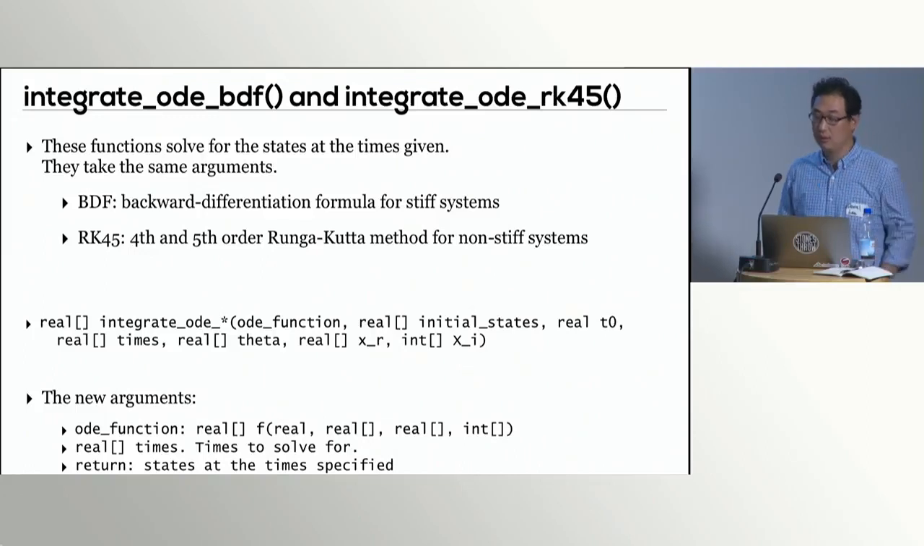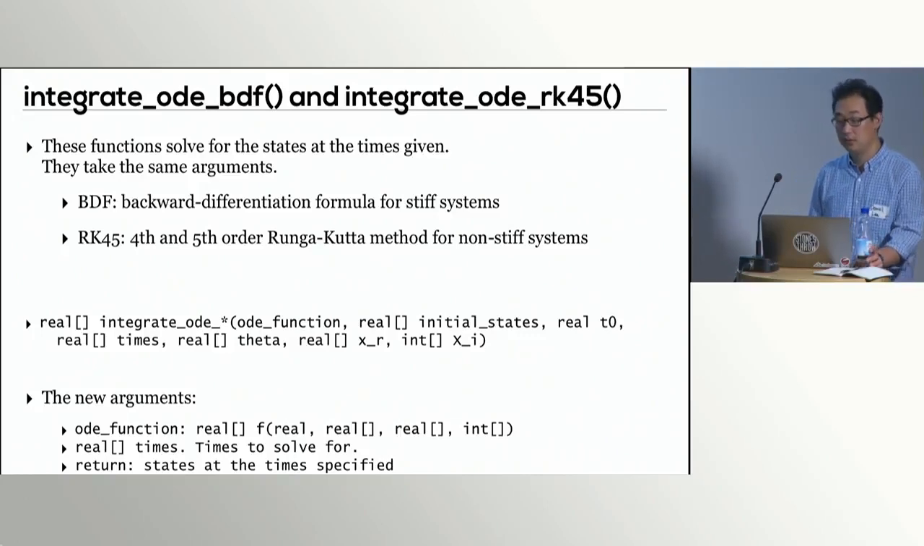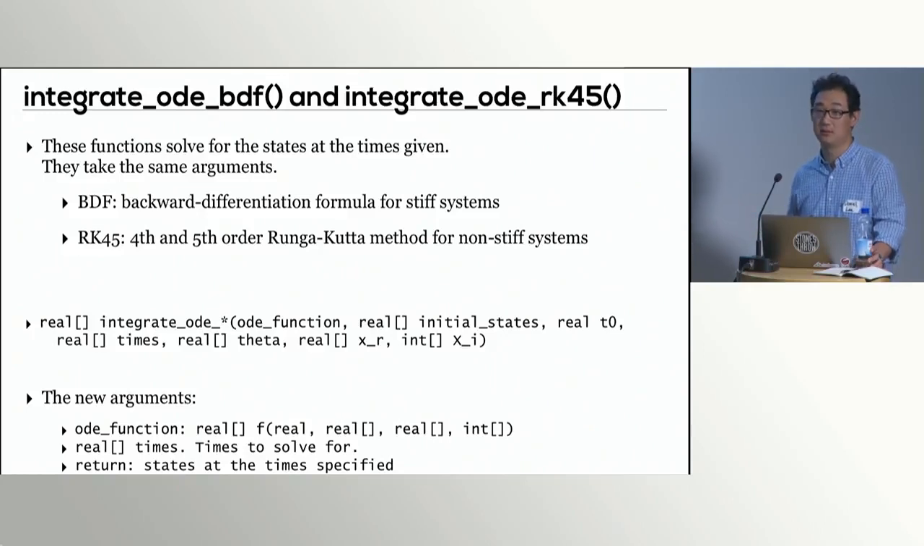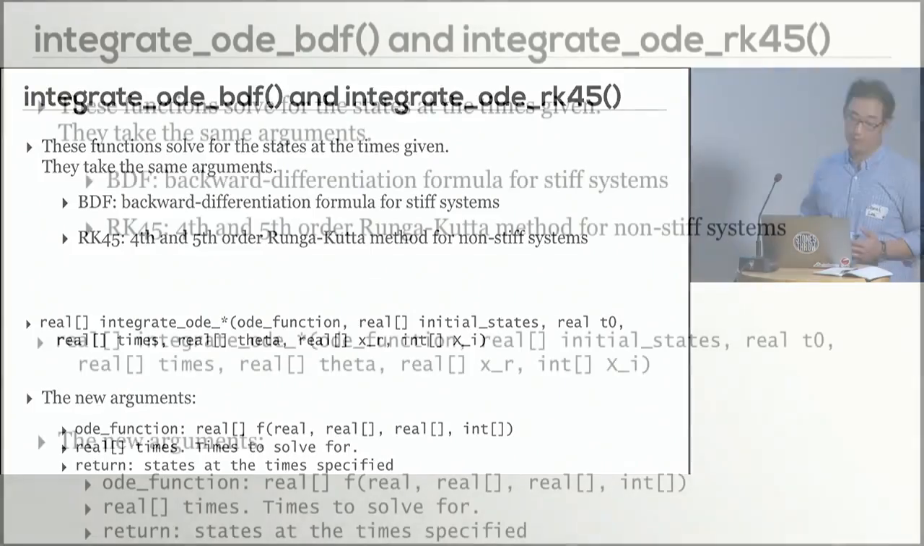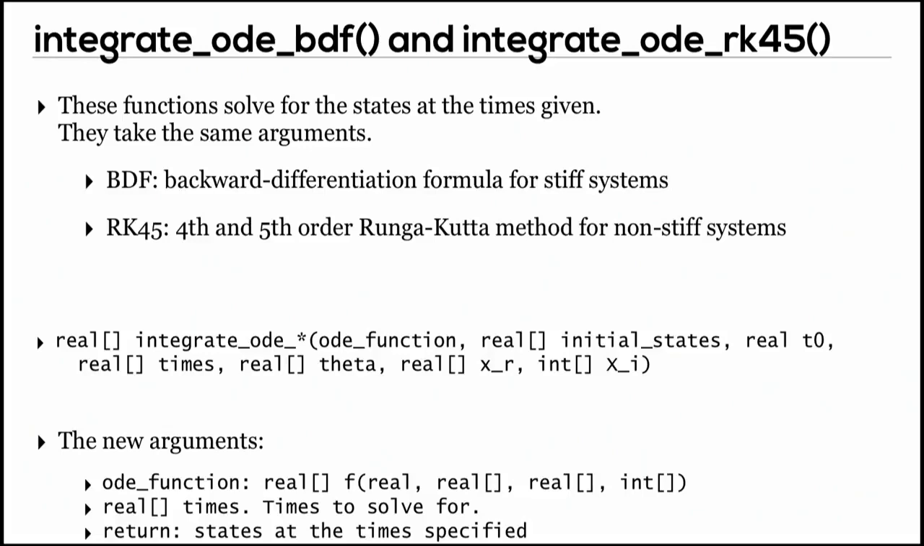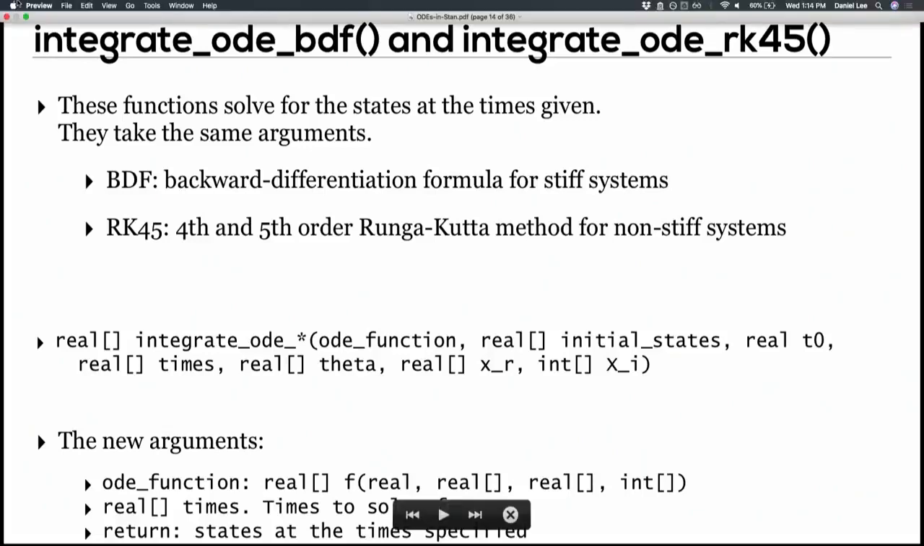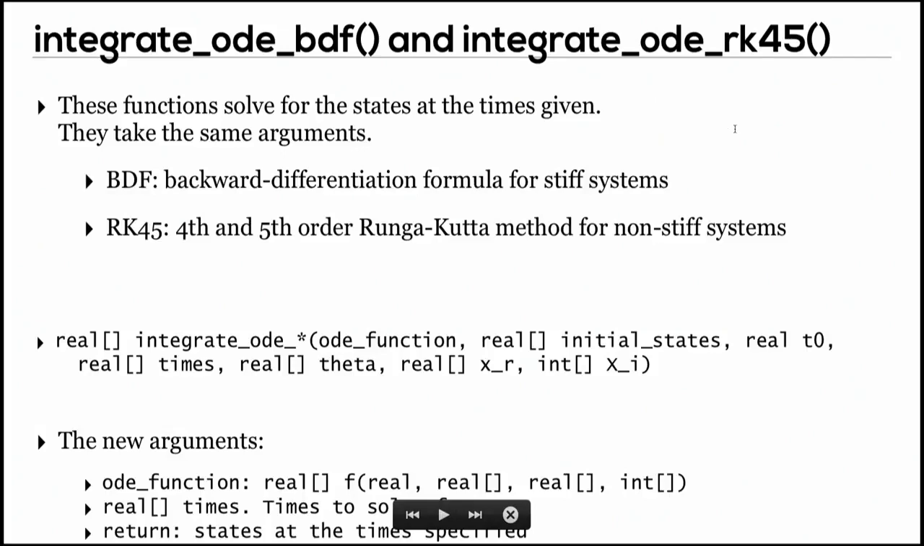There are 2 integrate ODE functions that we have in Stan, BDF and RK45. And these functions, when you use them, they'll give you back the solutions of the states at the times you specified. So BDF is for the backward differentiation formula, and this is for stiff systems. And the RK45 is for, did I get that backwards? For non-stiff? No, for non-stiff systems. Right, and they take the same arguments, so you're able to swap out just the underscore BDF with underscore RK45 if you want, and there's no problem.